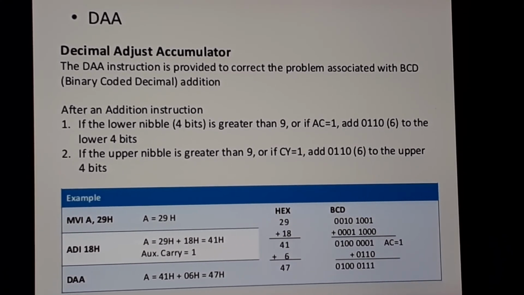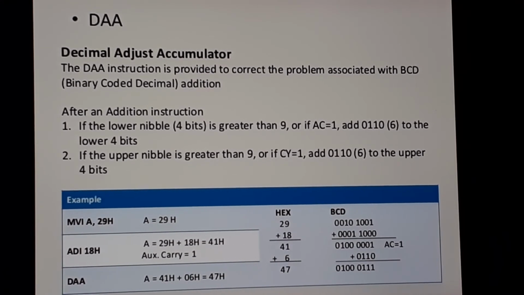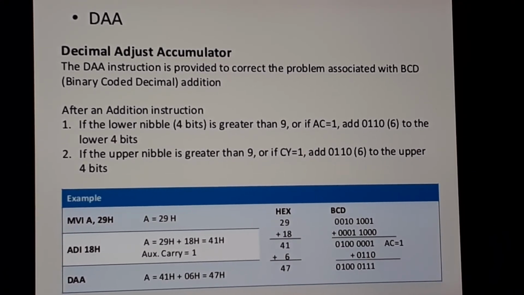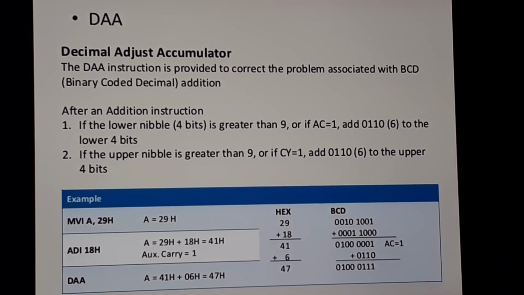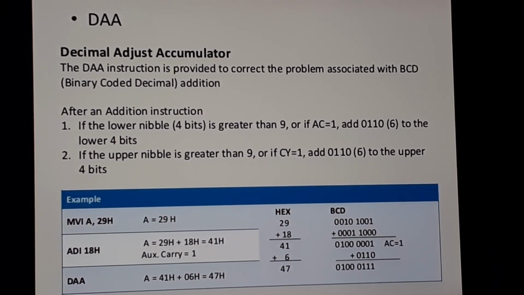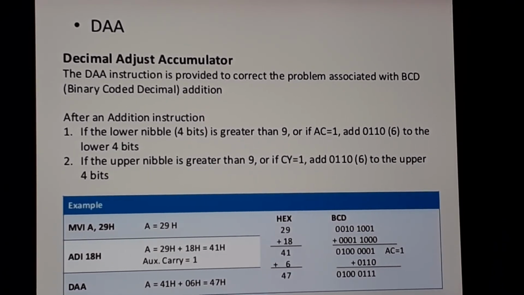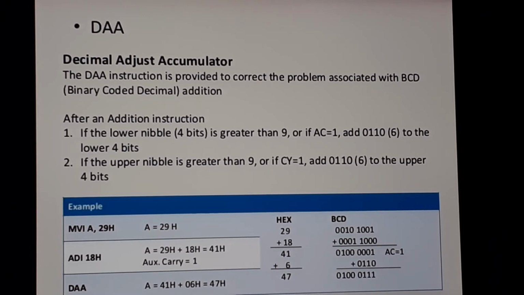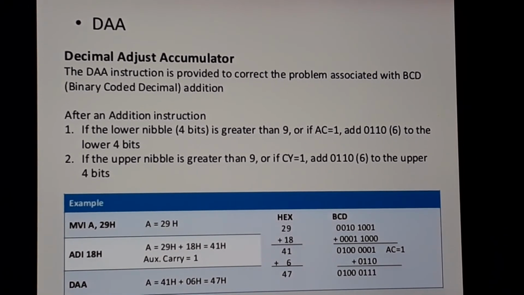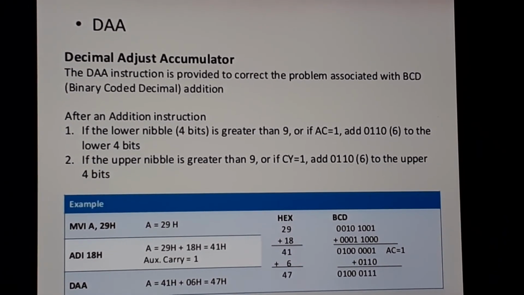So what should the instruction be doing? It will add the accumulator content with the data content, that is 29H should be added with 18H and the result should be 41H, correct? So see here, in the normal addition that we do, 29 plus 18, we get 41, correct? But in BCD we get something else.